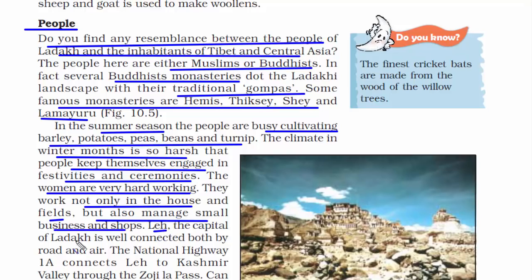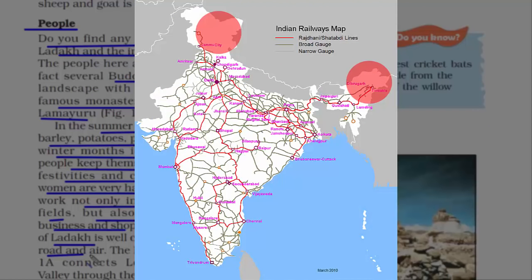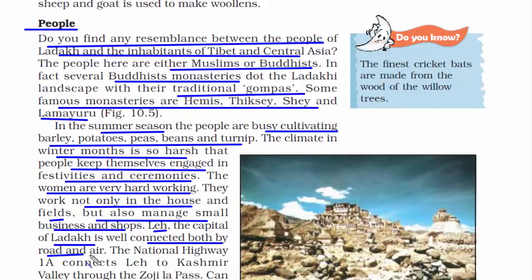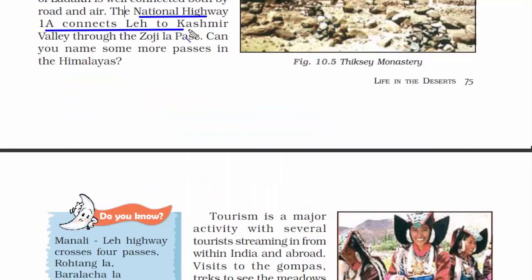So remember, Leh is the capital of Ladakh. And this place is well connected by both road and air. If you see, there is no mention of railways. In fact, in the north you'll not see much of railways because of the terrain. You don't have much flat land to build railway tracks. Hence it is difficult to set up a railway establishment. The National Highway 1A connects Leh to Kashmir through the Zojila Pass.